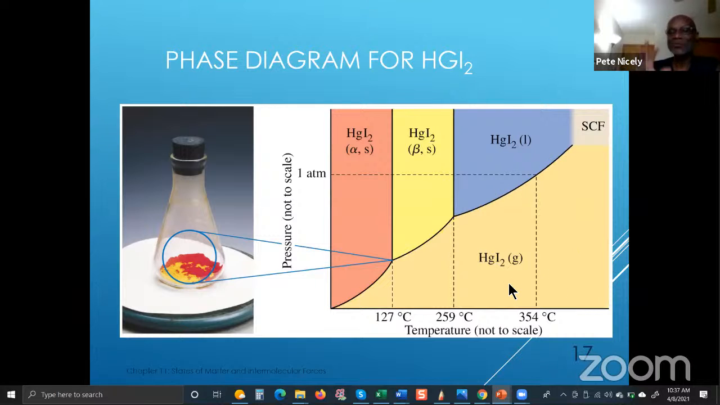And the reasons why this is, which I won't get into, has to do with the complex structure of the compound that we're talking about here, all right? So this is a phase diagram for this particular compound, mercury II iodide. And as you can see, it's more complex than the one that we saw before.